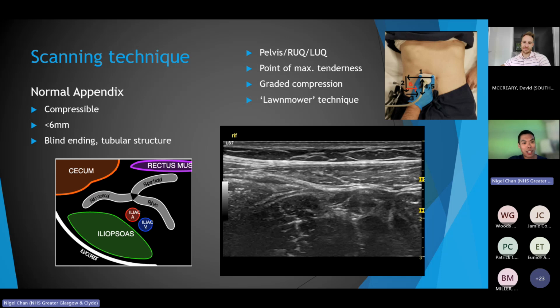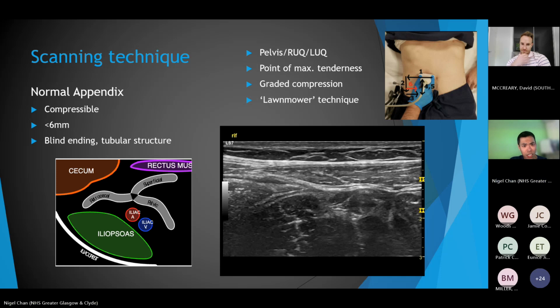So I'll just go over this very briefly. I think Dave gave this talk last month, so please refer back to that for more detail. But this is what a normal appendix should look like, a schematic of what you're trying to look at. The best thing to do is to ask your patient where they're most sore and start there. But if you're not sure, start somewhere in the iliac fossa and try and get a view that looks something like this.